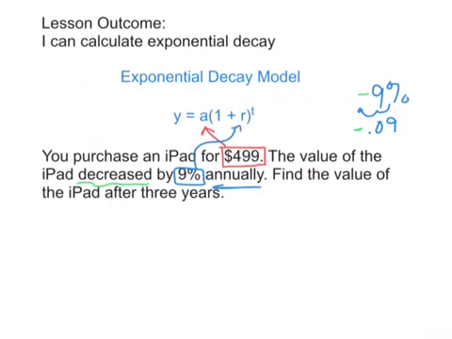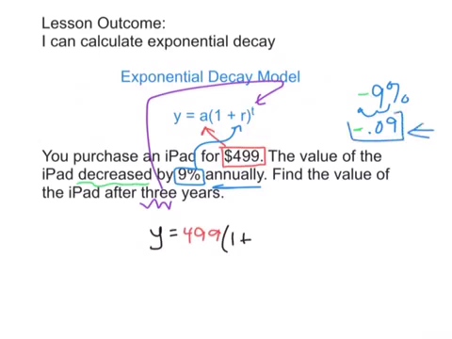Then we also have one last piece of information, and that is it says find the value of the iPad after 3 years. So here's our last key piece of information that tells us how much time has passed, which will go in for T. So now with all those arrows showing us where the information goes, let's go ahead and write our equation. So we have y equals, our A value is $499, our original amount that the iPad was worth, times 1 plus the rate. Now the rate we talked about up here is negative 0.09.